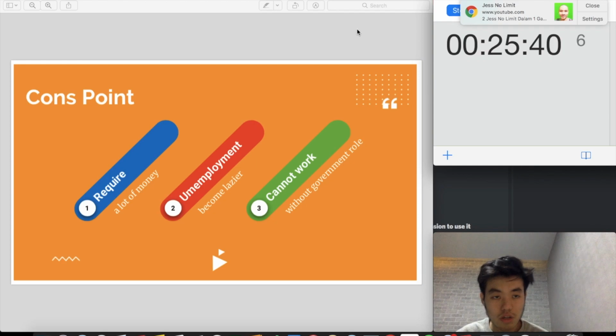So here are the cons. The first, it requires a lot of money. The second one, unemployed people will become lazier. And the third one, it cannot work without the government's role.